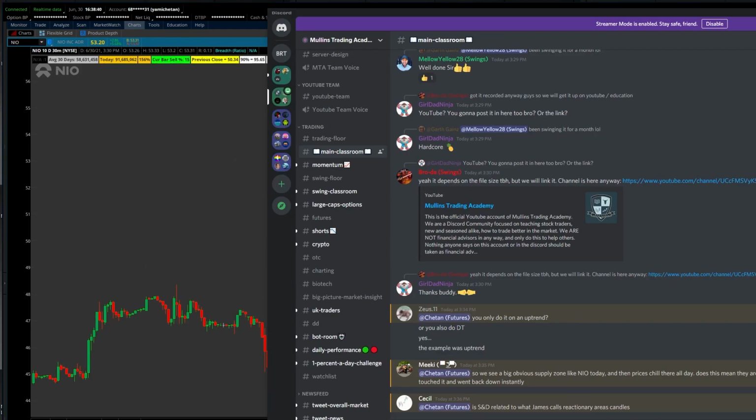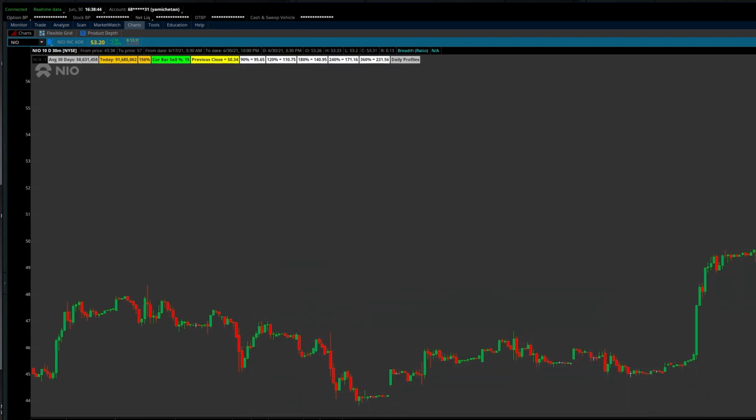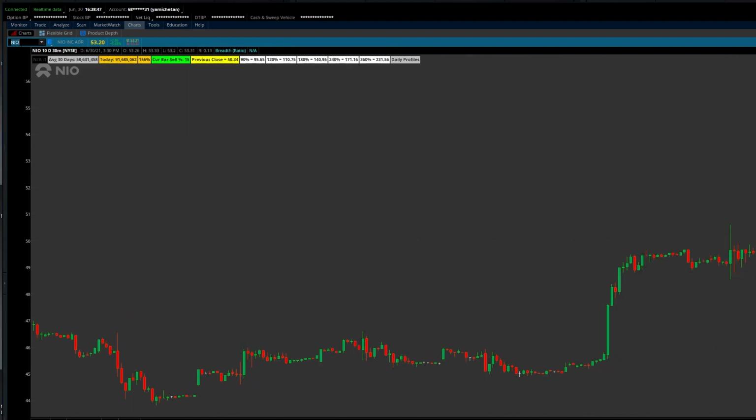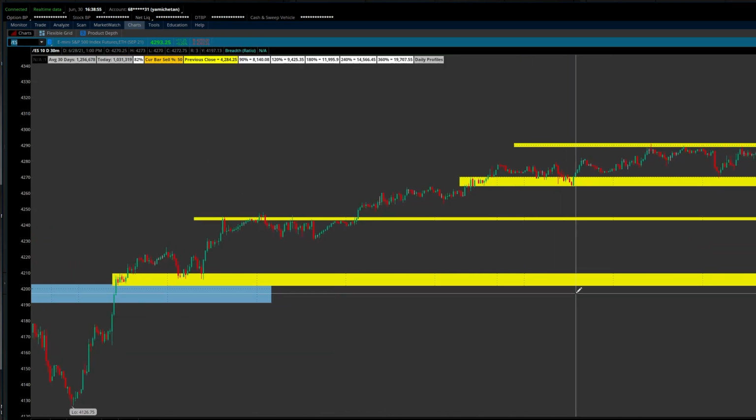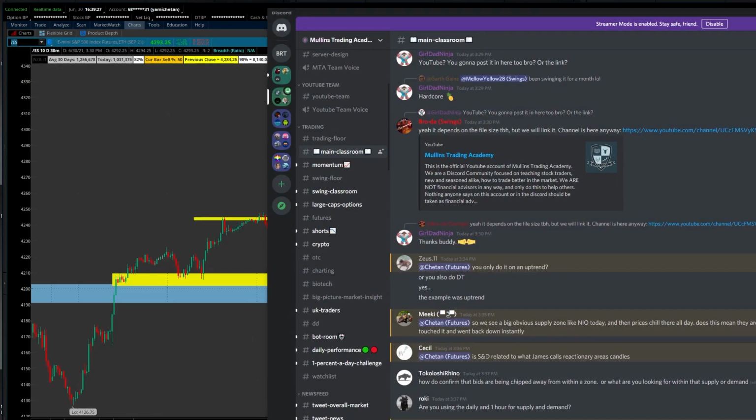How do you confirm that bids are being chipped away within a zone, or what are you looking for within that supply demand area? I guess I've already said, I'm just looking for that reaction. I keep it pretty simple. I'm just looking for the equity or the future I'm in to react strongly to that area I drew. In terms of time and sales, I'm looking for it to speed up in the direction I want. When it reacts to that, I want to see the time and sales speed up. I want to see the bids move. I don't really want to see it react and then just shut off. If the tape still moves, that's what I want to see.